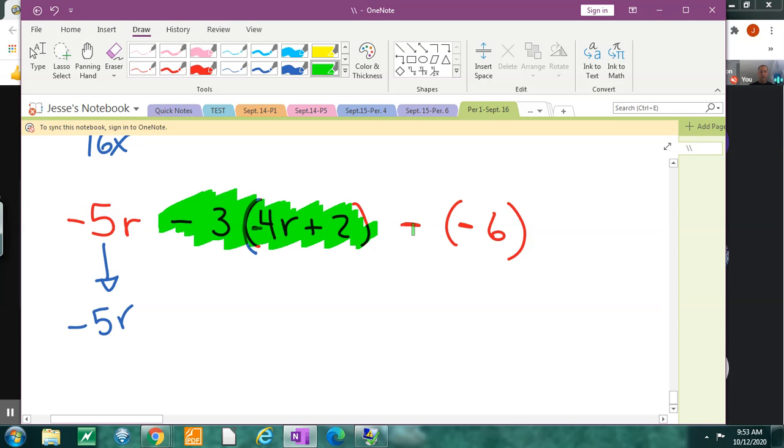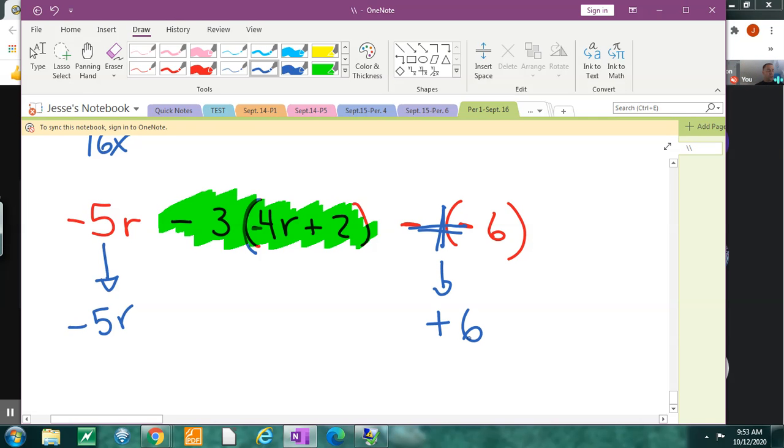And then what about the next one? Minus 6. Wait, minus, that's a positive. So let's go ahead and put positive. See, you have to identify your distributive property and your negative. So then we're just going to drop the positive 6. See that? That's it. That's all you have to do.